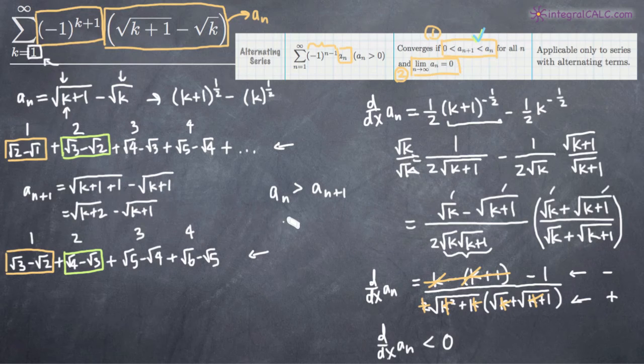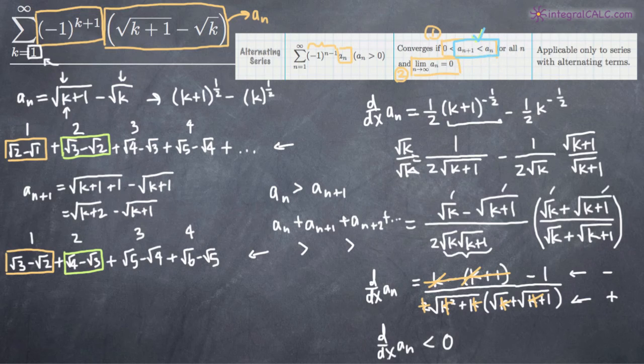So if the function's always decreasing, our series basically goes a sub n plus a sub n plus 1 plus a sub n plus 2 plus ... Since the series is always decreasing, a sub n plus 2 will always be less than a sub n plus 1, which will always be less than a sub n, and the series will be constantly decreasing. So we've now proven here that a sub n is always greater than a sub n plus 1.